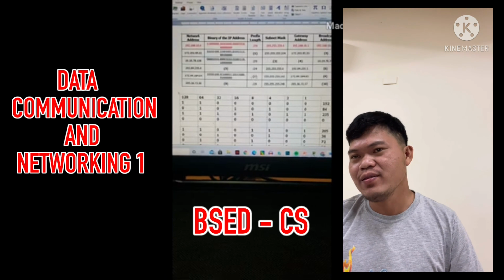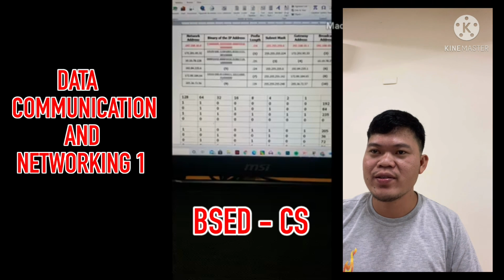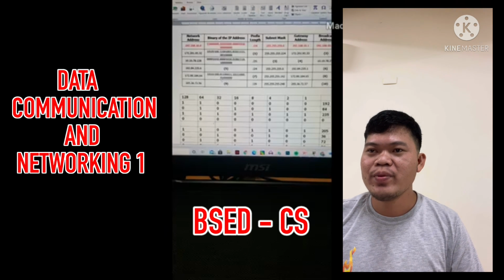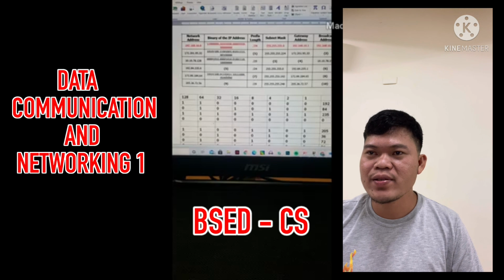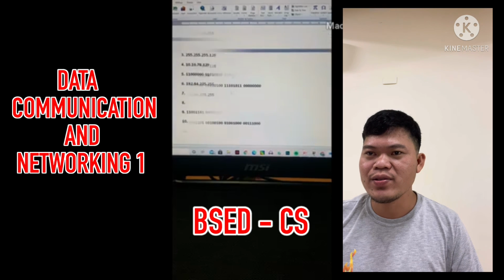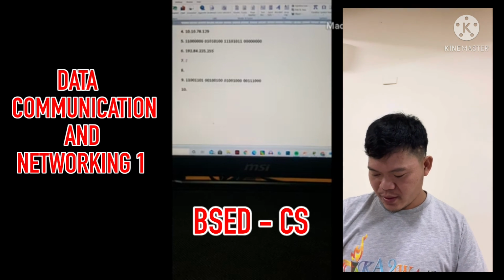Number 7, that's what I did in number 1. I only calculate these 2 bits from the host function. So 128. So yes, 8 plus 8 plus 8 is 24, plus 2 is 26. Therefore number 7's answer is 26.